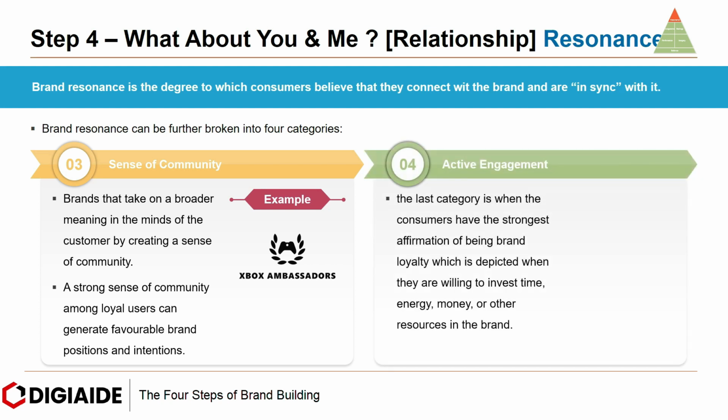And finally, active engagement. The last category is when the consumers have the strongest affirmation of brand loyalty, which is depicted when they are willing to invest time, energy, money, or other resources in the brand. For example, Harley-Davidson's owners group known as HOG. So that's it, folks. This brings an end to the topic on 4 steps of brand building.